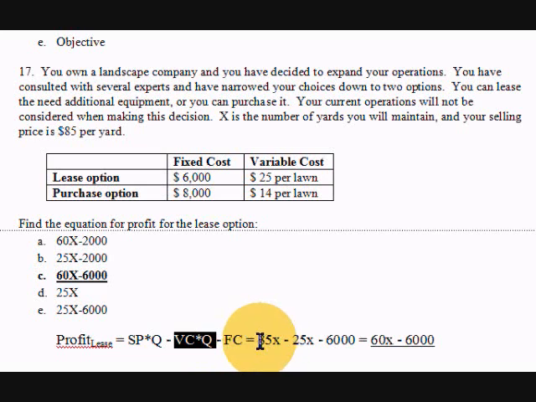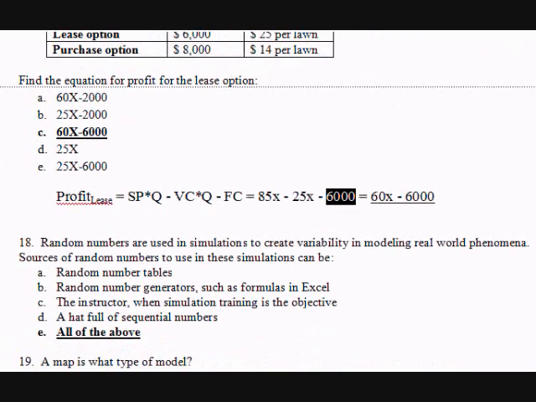So that's going to be 85 times our quantity. This is going to be the amount of revenue that we bring in. And 25, which is our variable cost, times that same quantity, is going to give us our expenses, our variable costs, and then we're going to take away our fixed cost. If we take away the 25x from the 85x, we get 60x minus 6,000, which is our fixed cost. So it's answer number C, or choice number C on our multiple choices.